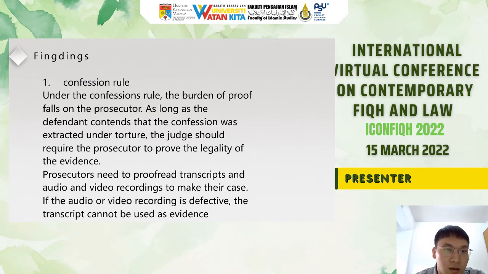Under the confession rule, the burden of proof falls on the prosecutor, as long as the defendant contends that the confession was extracted under torture. The judge should require the prosecutor to prove the legality of the evidence. Prosecutors need to present transcripts and audio and video recordings to make their case. If the audio or video recording is defective, the transcript cannot be used as evidence.